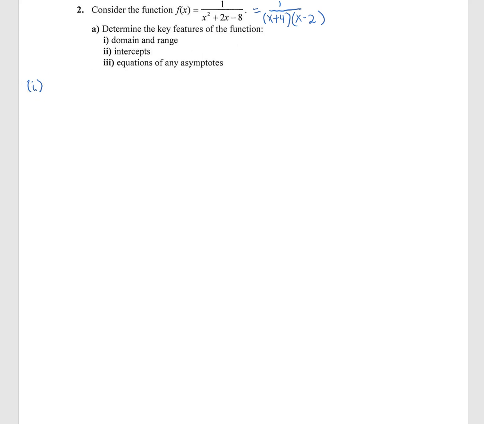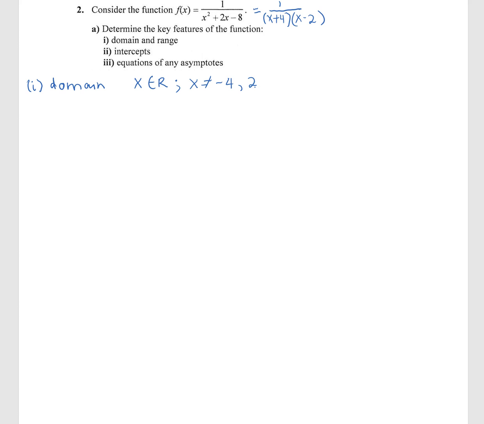So our domain is our restrictions on x. Looking at this, we can see that x can't equal −4 or +2, because that will make the bottom of this fraction 0, and that's undefined. So we say that the domain is x is all real numbers, but x cannot equal −4 or +2.